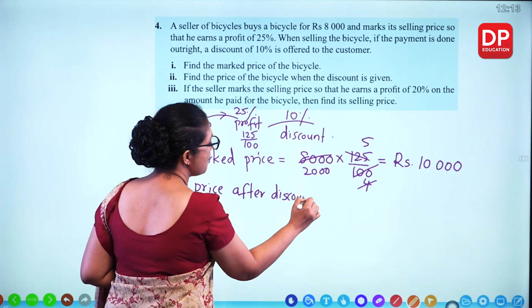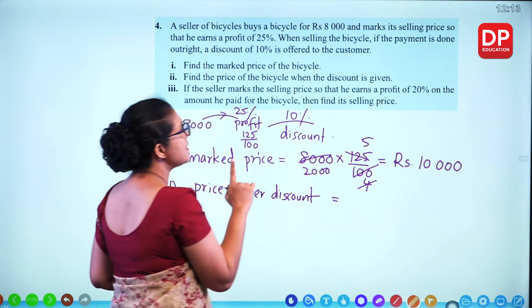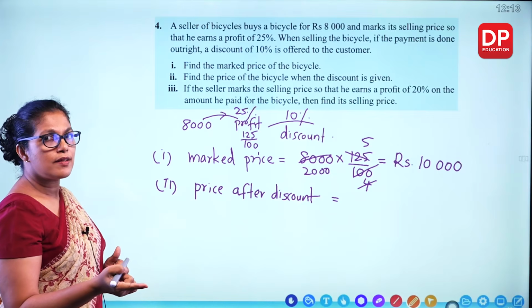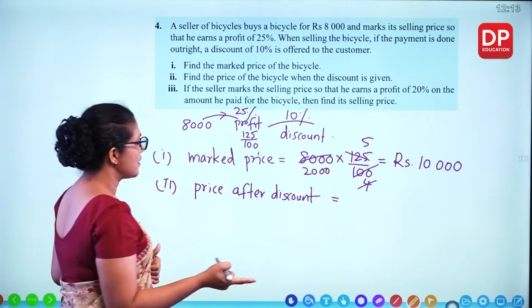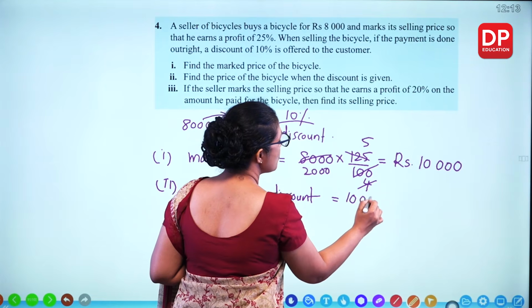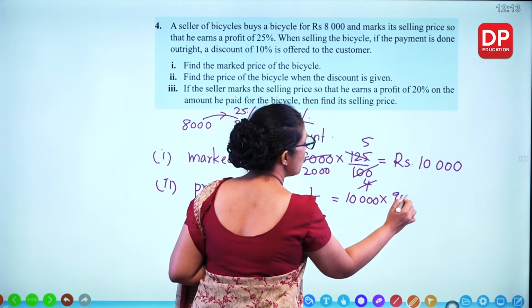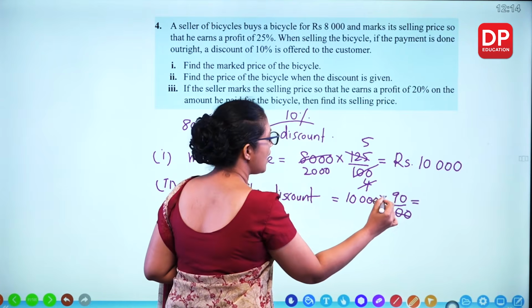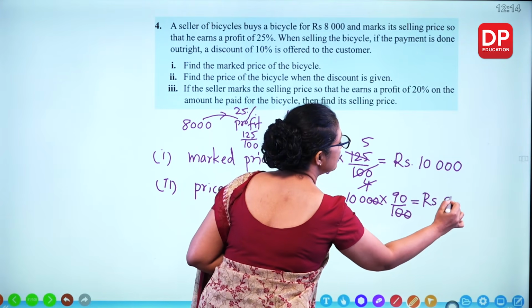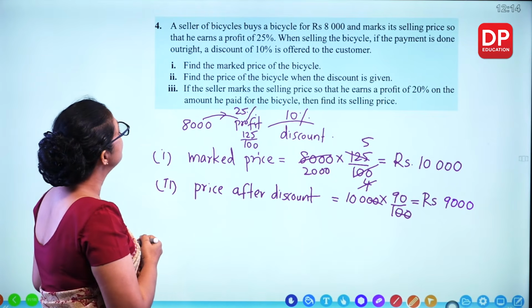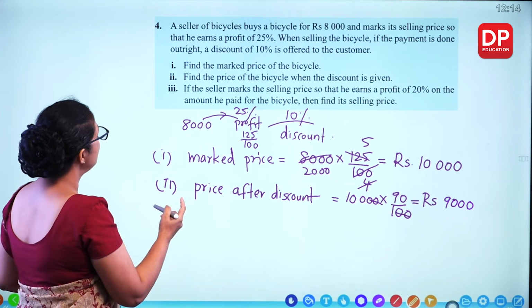I can do it straight away because 10% discount means if you buy it for 100, you are selling it for 90 rupees. So 90 over 100. So 10,000 into 90 over 100, that's 9,000 rupees. Then the third part.